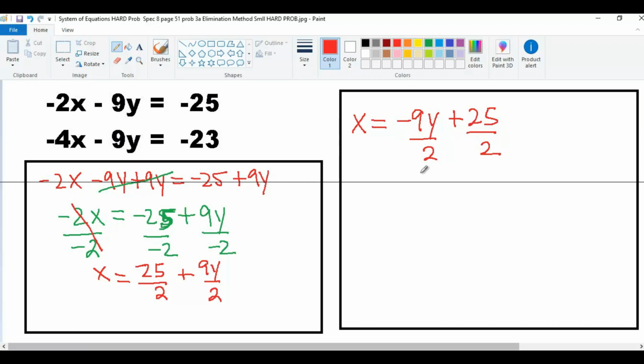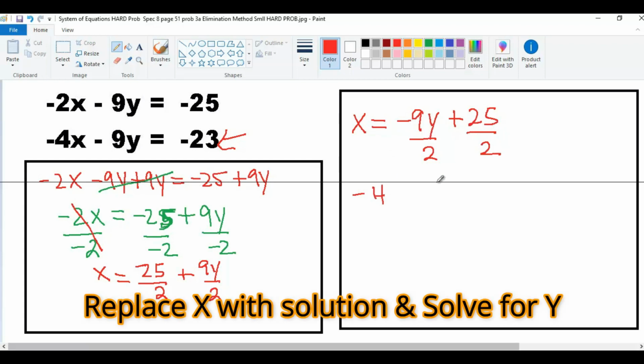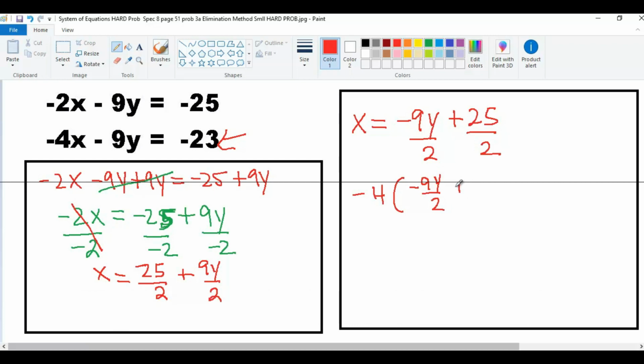Okay. The next stage is, since we know what x is, we have to rewrite one of these two problems and put this solution inside to be able to solve our problem. So what we're going to do is take this bottom equation, because we already did the 2 here, and rewrite it. We have negative 4, and as we said x was this here, we're going to put that inside there. So we have negative 9y divided by 2, and then plus 25 divided by 2.